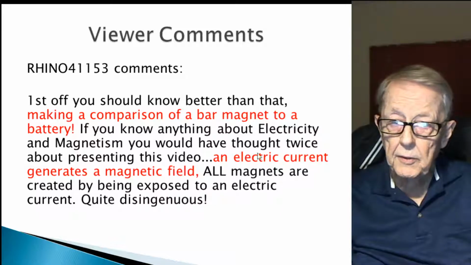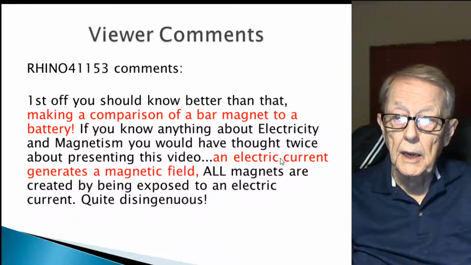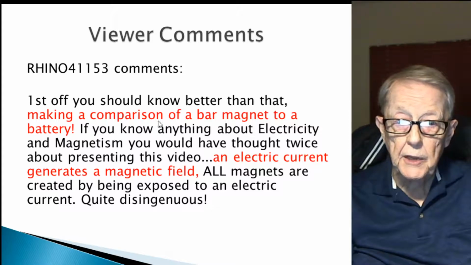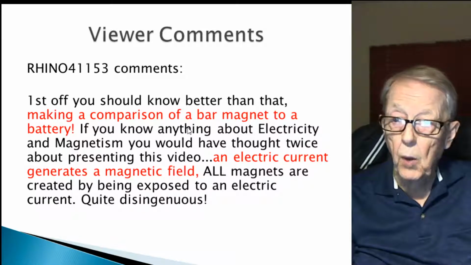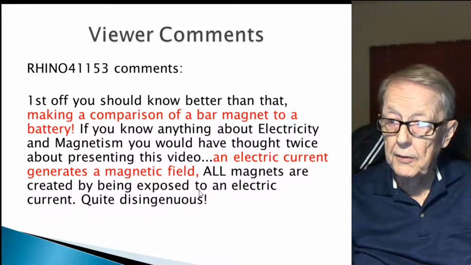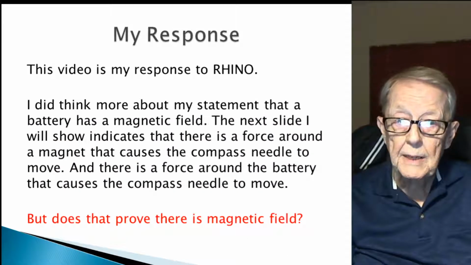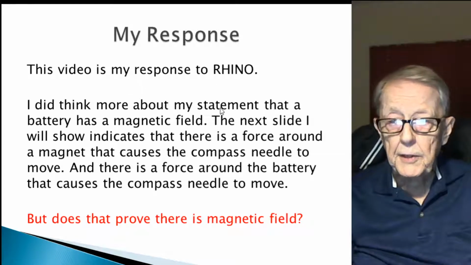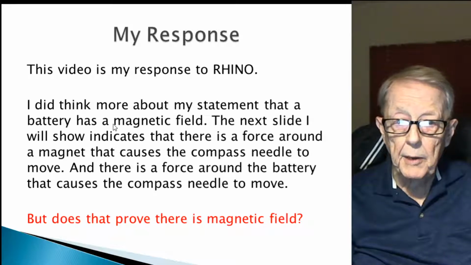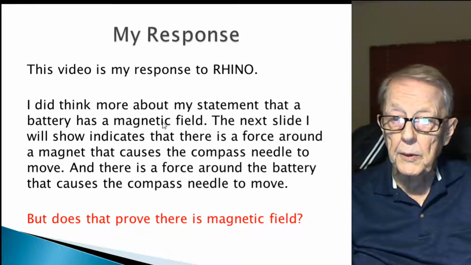In the particle model, the electric current, in fact, is the flow of G1 particles. In both cases, the G1 particle is what establishes a magnetic field in a wire or an electromagnet, and it's the G1 particle that establishes a magnetic field in a new magnet. This video is my response to him, and I didn't think more about my statement that a battery has a magnetic field, and this is really what I want to address today.